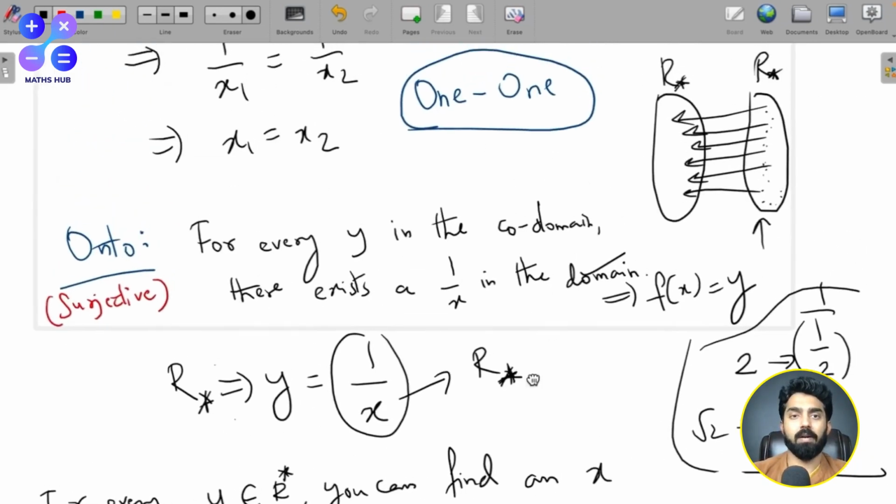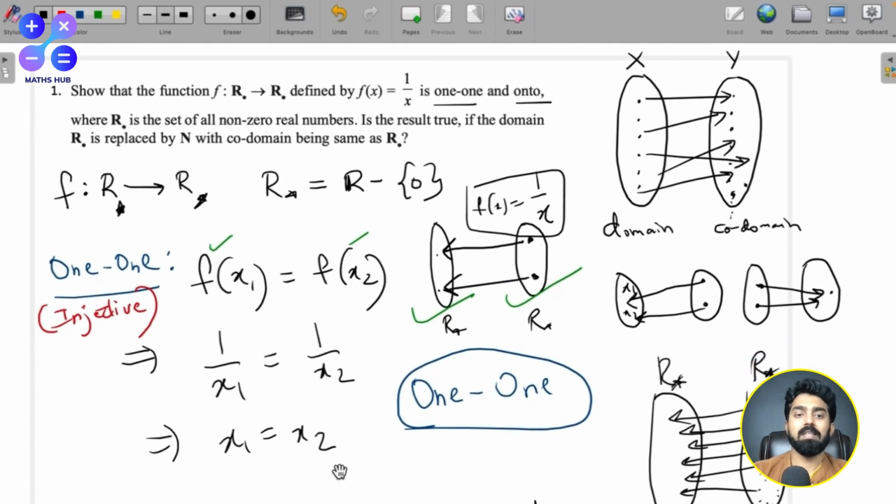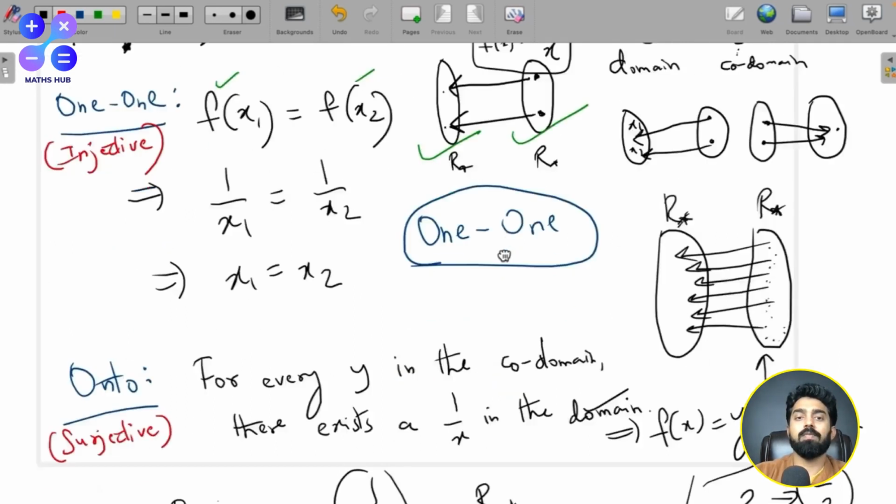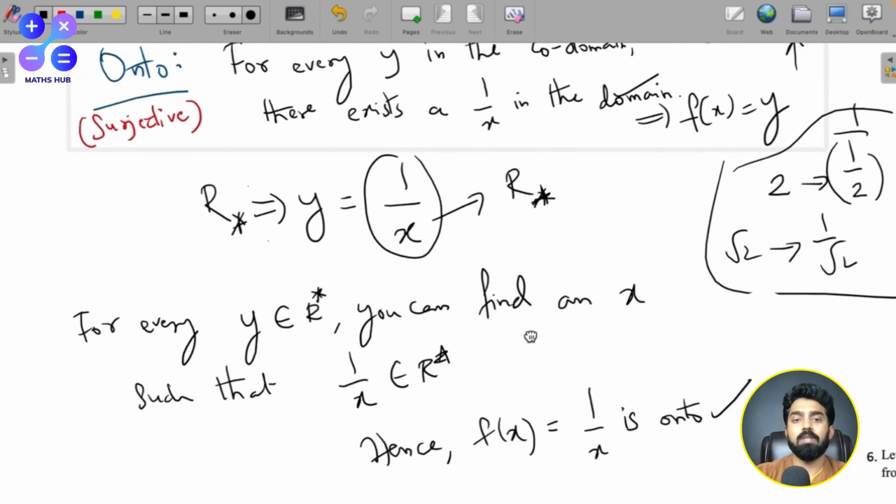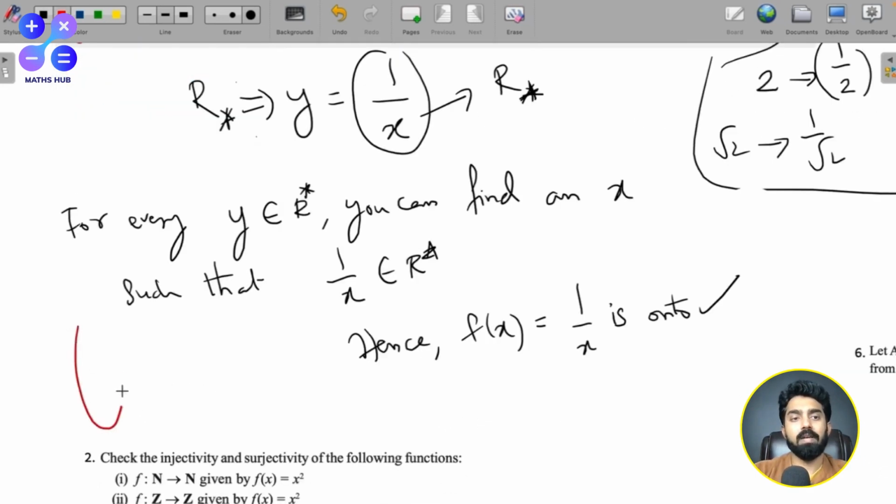Now let's go to the next part of the question. The next part asks: is the result true if the domain R star is replaced by N with the codomain being the same as R star? So this is the domain, this is the codomain, right? They're asking if the result will hold true if I replace my domain with N, the set of all natural numbers, and the codomain remains R star. Will the result hold true?